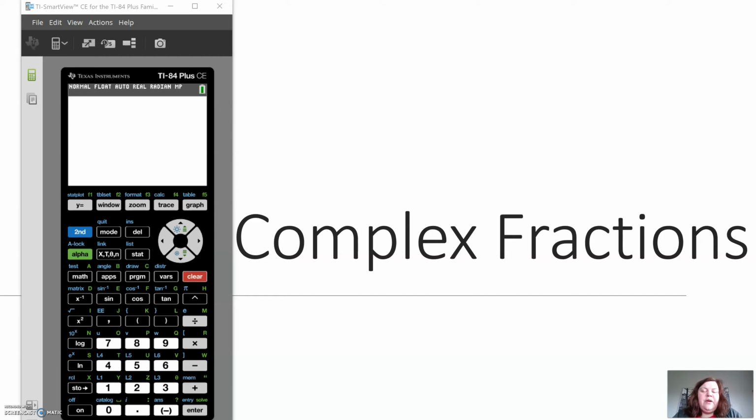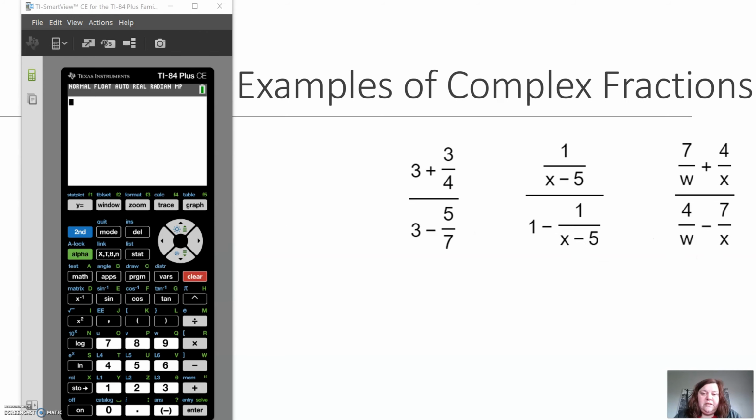Hi everyone, today we're going to be looking at complex fractions. So you might be wondering, what is a complex fraction? Well, these are all examples of complex fractions. Basically, it's a fraction within a fraction.